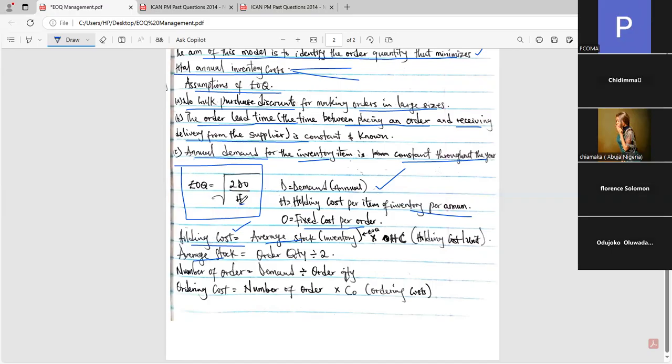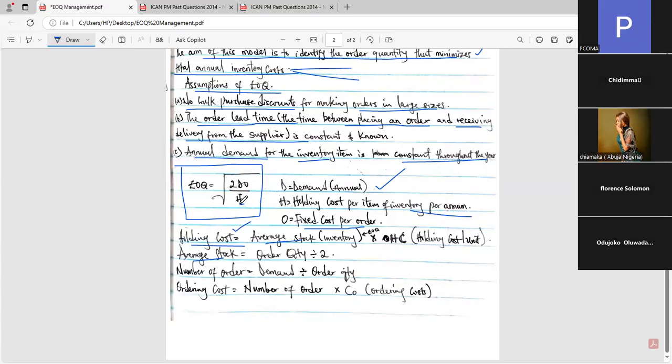So if ICAN says calculate EOQ, economic order quantity, or ICAN gave you economic order quantity in the question, please don't go and start doing opening stock plus closing stock divided by 2 again to get average stock. It means that EOQ supersedes opening stock plus closing stock divided by 2. Where the question gives opening stock, closing stock, and EOQ, EOQ supersedes the other formula. So please take note of that. Many students have failed this course because of this idea.